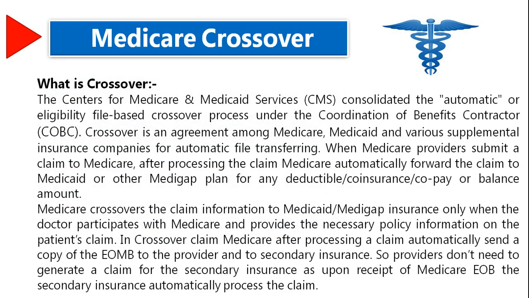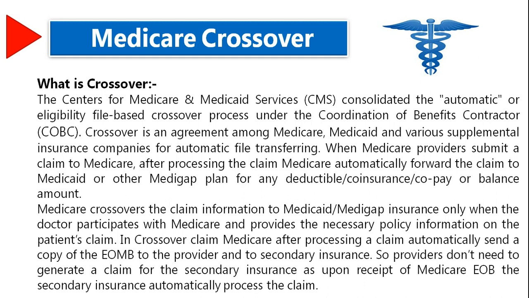What is crossover? The Center for Medicare and Medicaid Services consolidated the automatic or eligibility file based crossover process under the Coordination of Benefit Contractor (COBC). Crossover is an agreement among Medicare, Medicaid, and various supplemental insurance companies for automatic file transferring. When Medicare providers submit a claim to Medicare, after processing the claim, Medicare automatically forwards the claim to Medicaid or other Medicare plan for any deductible, co-insurance, copay, or any balance amount.